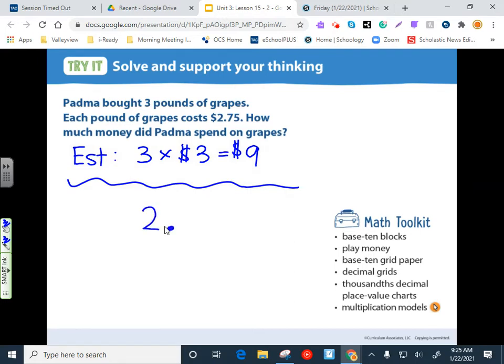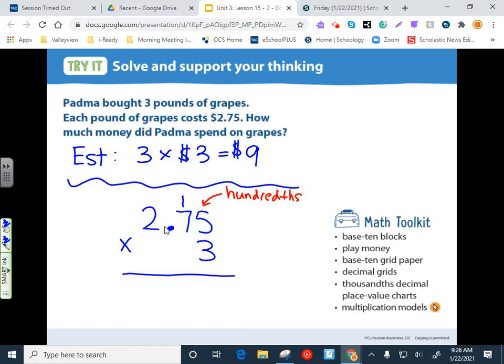So we have $2.75 times 3, because about 3 pounds. Now, the first thing I want to point out is we have 2.75, and that means this 5 is in the hundredths place. And that means one of your factors, depending on whether it's a decimal, will determine what place value your answer should be. So one of our factors here is in hundredths. So our answer is going to be in hundredths. So let me show you how that works.